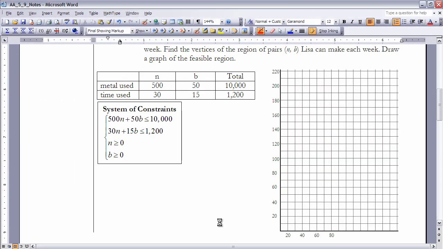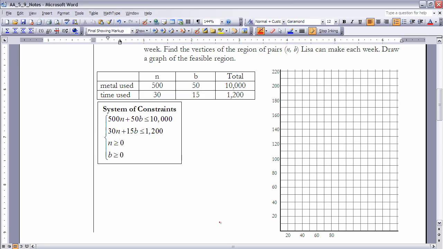Okay, step 2 is to graph the feasible region. So what you want to do is set up your graph so that you can do that. And you might want to play around a little bit with what your x and y intercepts are going to be, or in this case your n and b intercepts, before you do that. But you want to set up your graph something like I have here, and then we're going to graph.